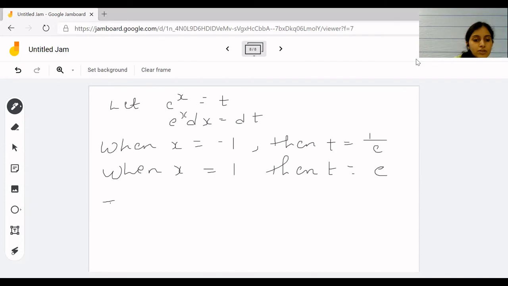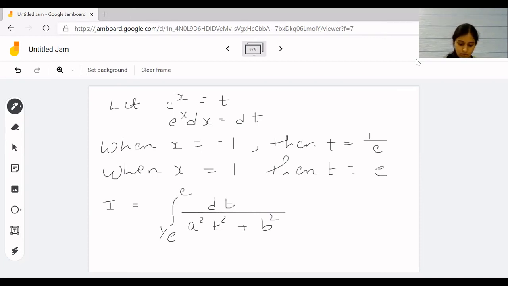Now let us write the value of the integration. So I will be equal to the integral from 1 upon e to e, e raised to x dx is dt, divided by a square t square plus b square. That's how we have substituted all the values. Wherever x was involved, we put t. Now let us do the integration of this. It's again of the same type, 1 upon a square plus x square, dt, and we have at the whole square plus b square.